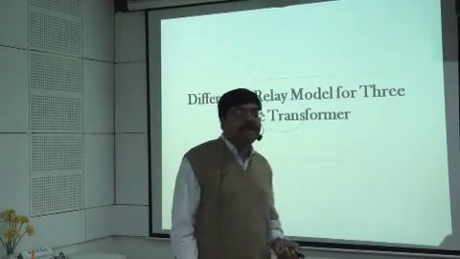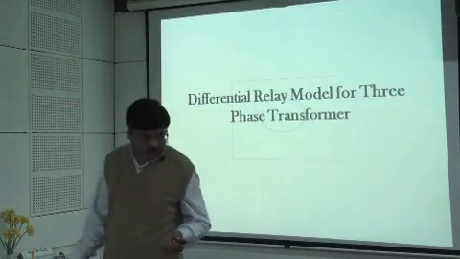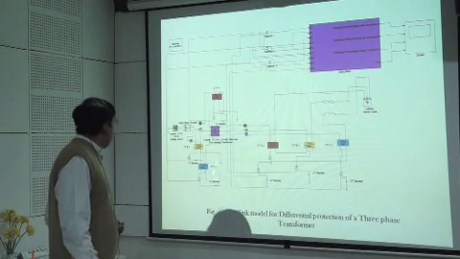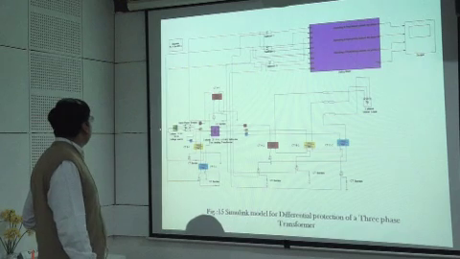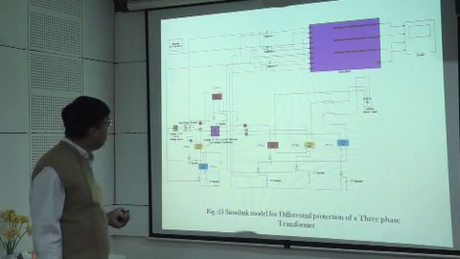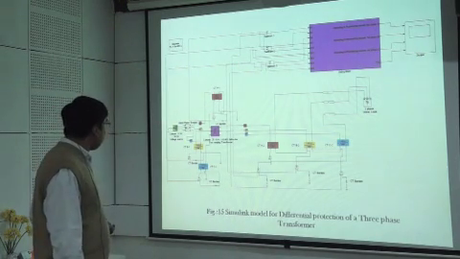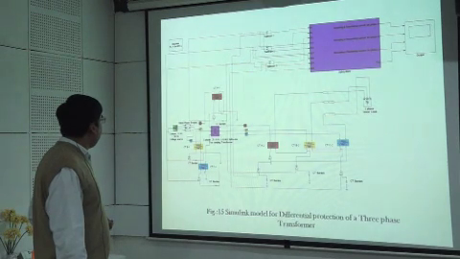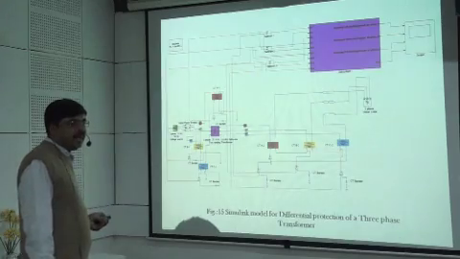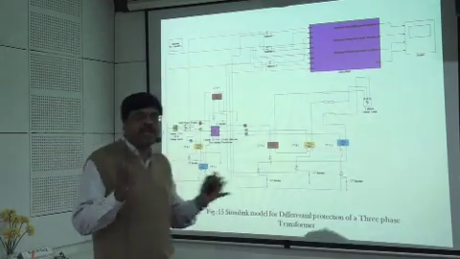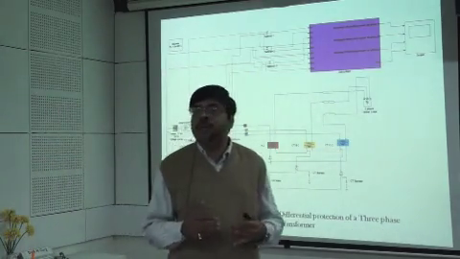Then, moving ahead, I have developed the model for a three-phase transformer. There I used a 25 kV, 11 by 0.4 kV delta-star transformer. This source indicates basically supply from the grid. This is a load. The HV side is in delta and the LV side is in star. This delta-star connection will introduce a phase shift of 30 degrees.